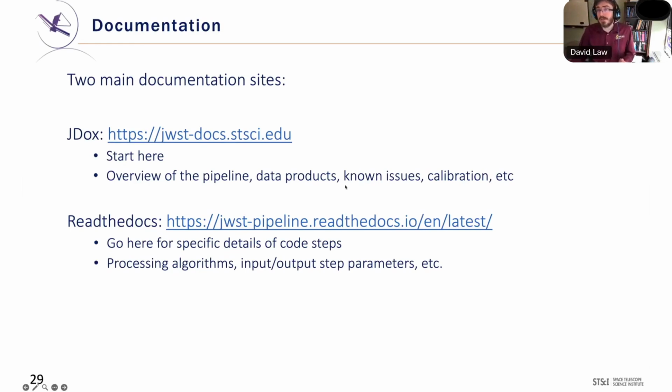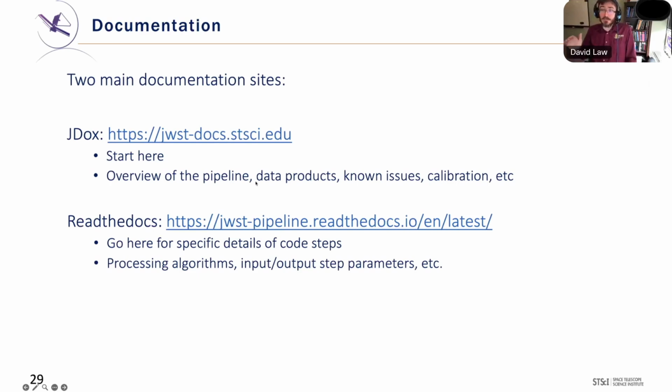There's another documentation site as well. This is the so-called Read the Docs site, which is the kind of site that's often associated with many Python packages. This is where you should go if you want details of specific code steps. So if you want to know exactly what algorithm is used in the flat field step or in the flux calibration, what are the extensive list of input and output parameters that you can try modifying for the step, this is the documentation site that you're interested in for those kinds of details.